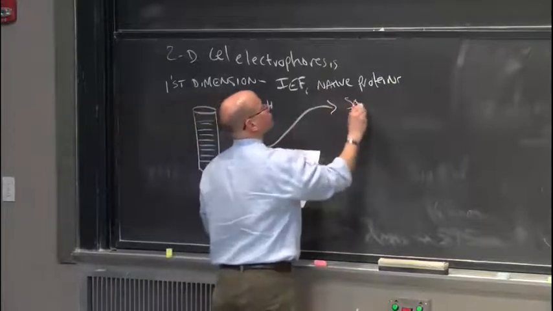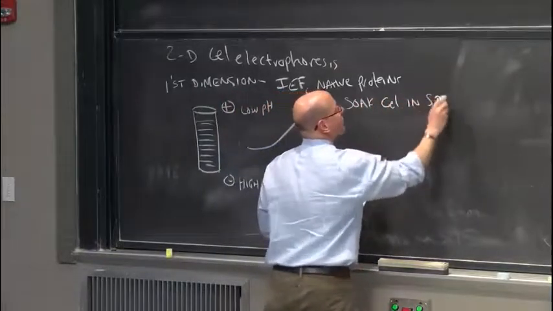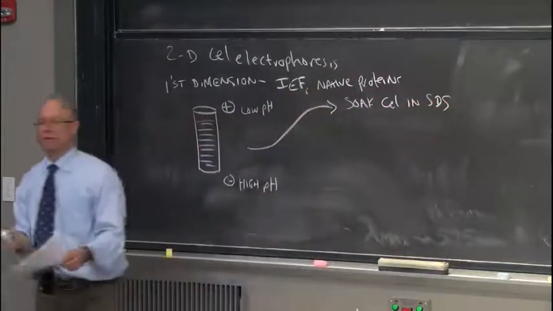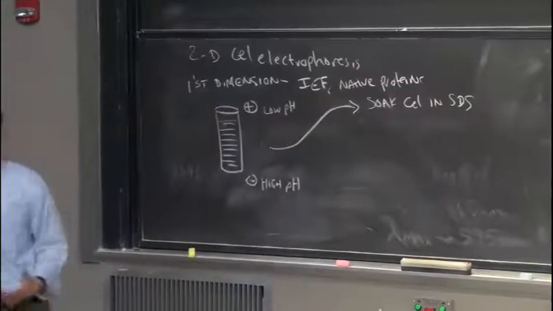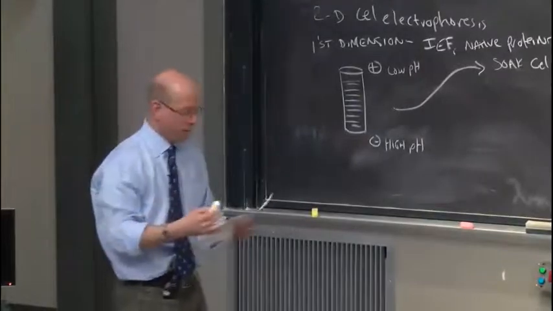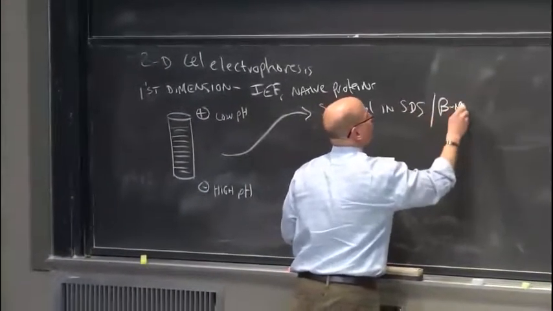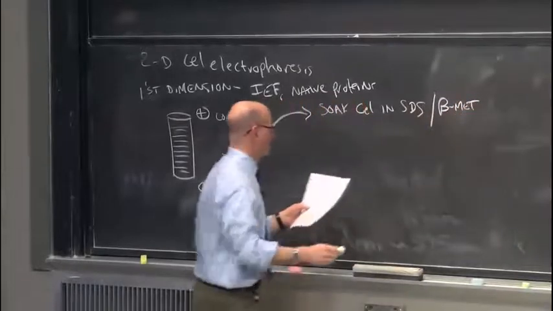Okay? Then I'm going to do my second dimension. So I'm going to now soak the gel in SDS. I'm literally going to take this cylinder, this polyacrylamide cylinder, and throw it in a solution of SDS and let the SDS diffuse in and the proteins unfold, right? And I should say beta-mercaptoethanol. I really want all these proteins to be completely unfolded.